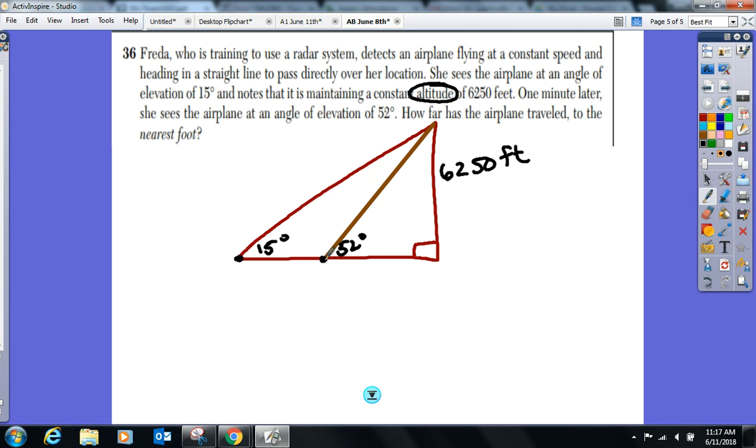And we're looking for how far the plane has traveled, to the nearest foot. So she was here at 15, now at 52 degrees angle of elevation. How far did it travel? That's what I need right there, that distance. And really, the diagram is the hardest thing. Once you have the diagram set up, now we can go to town.